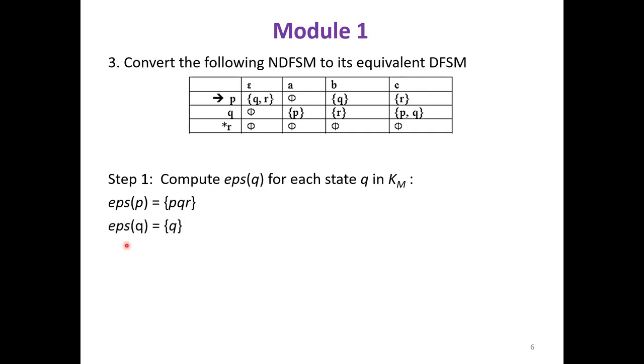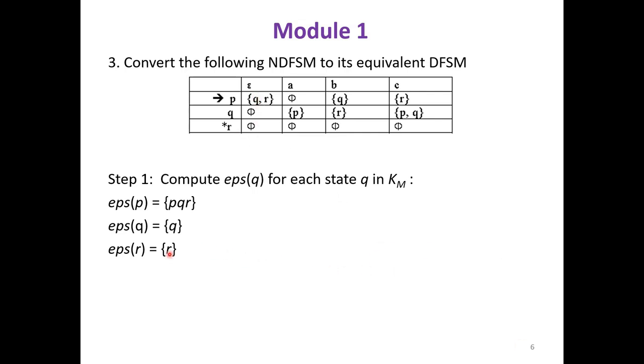Next, EPS of Q is equal to Q. And if you see here, there is no epsilon transition from Q to any other state. So EPS of Q is equal to Q. Similarly, EPS of R is equal to R, as R doesn't have any epsilon transition.